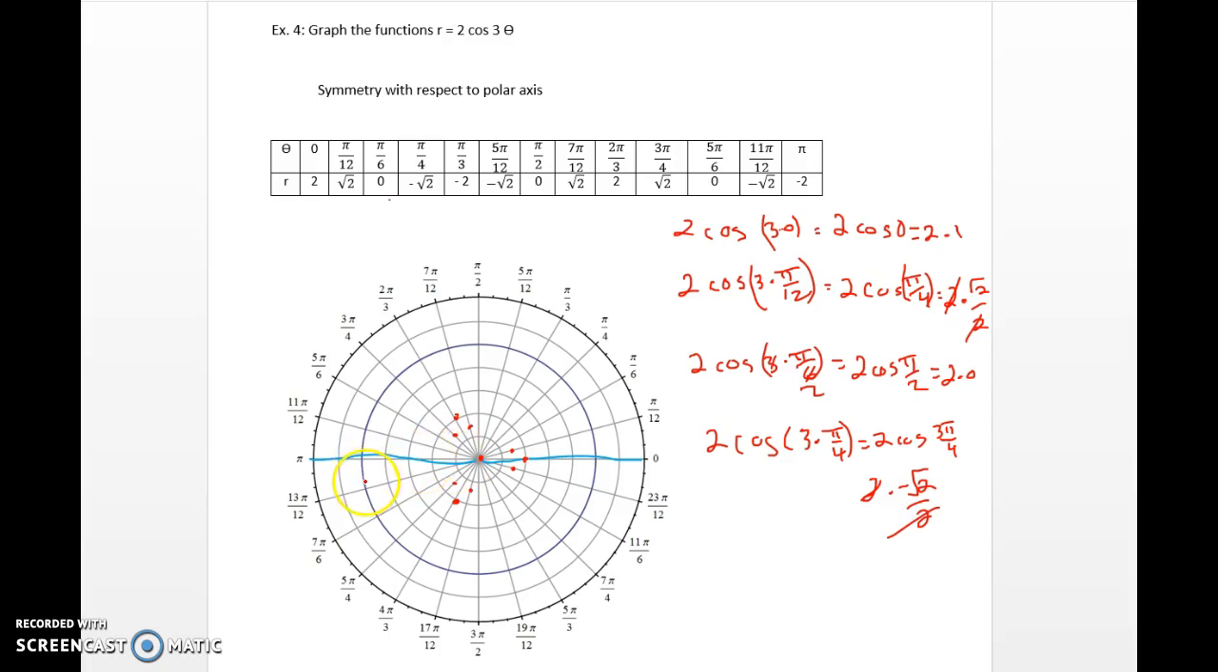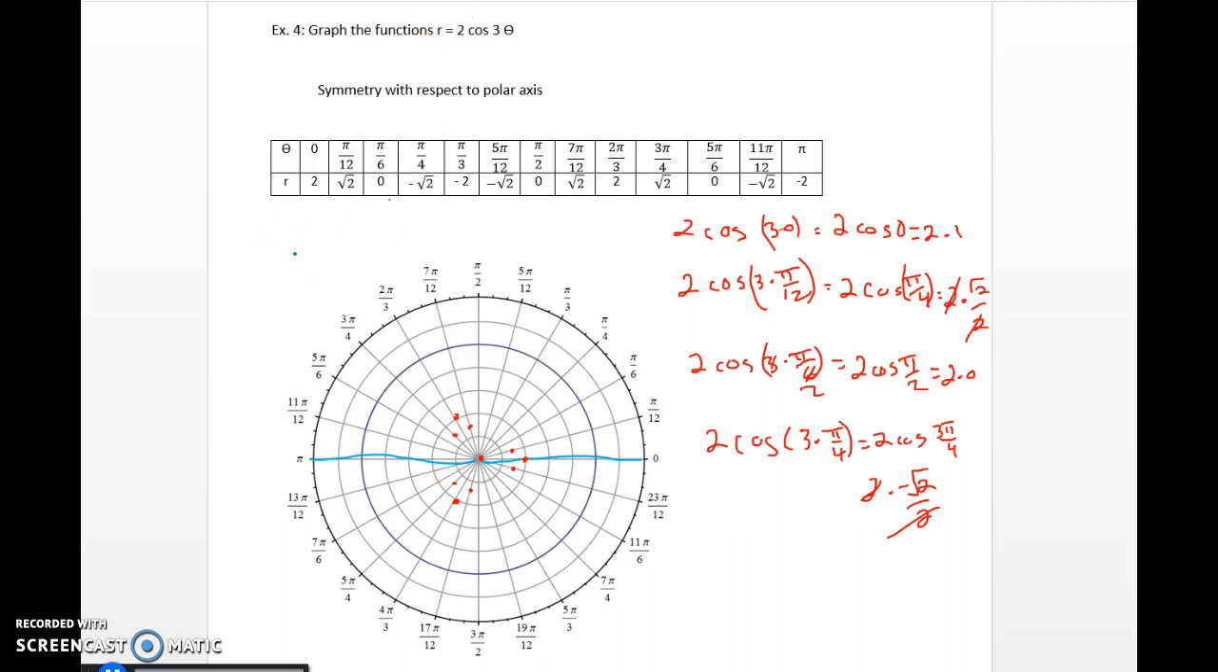If we did 13 pi over 12, that would be the same as pi over 12. R is negative root 2, so we'd have to go over here to pi over 12 and do root 2, which is 1.4. We already have that point. If you were to continue on between pi to 2 pi, you would see we have already had the points. All the points will be repeated.